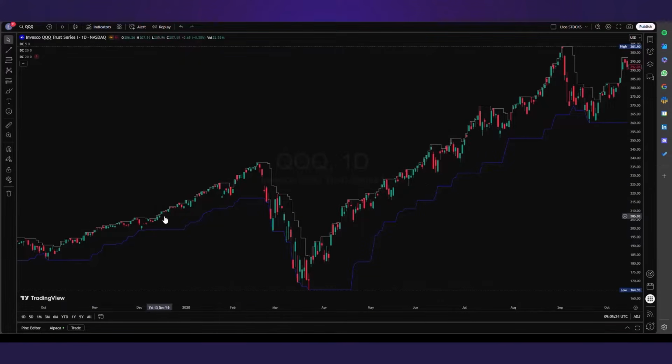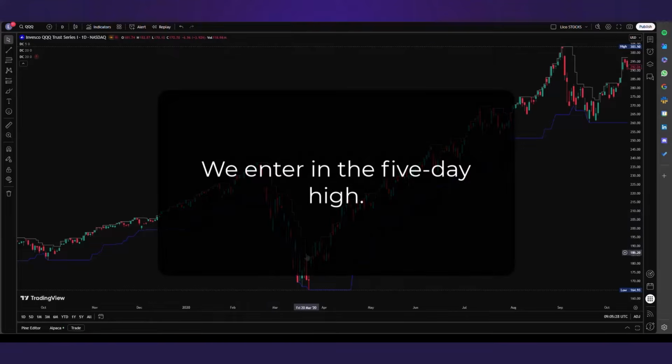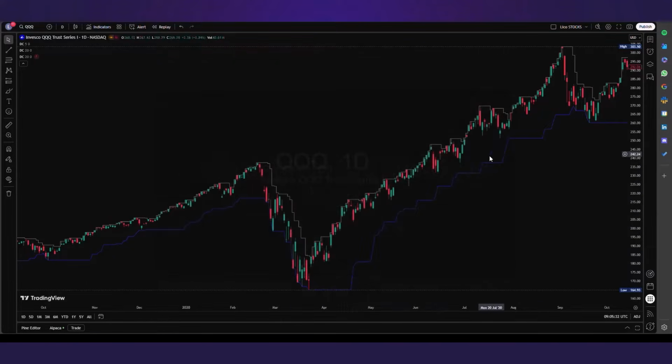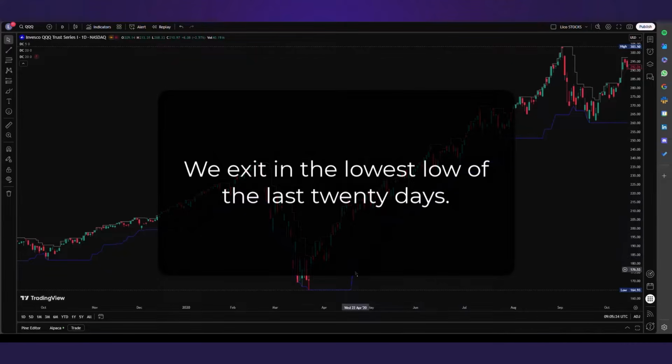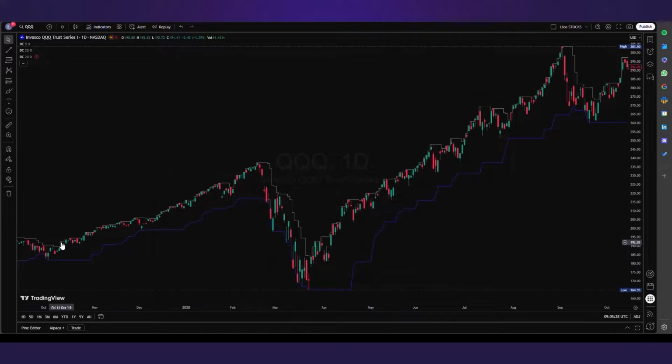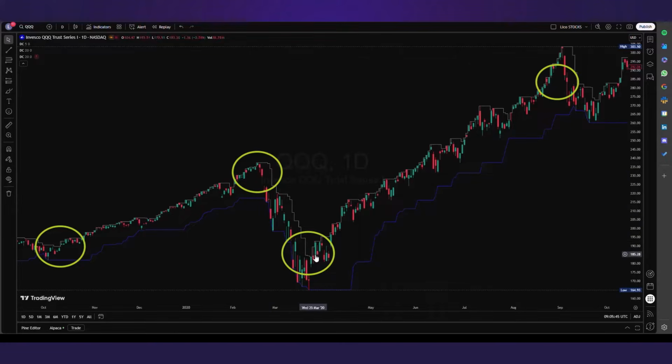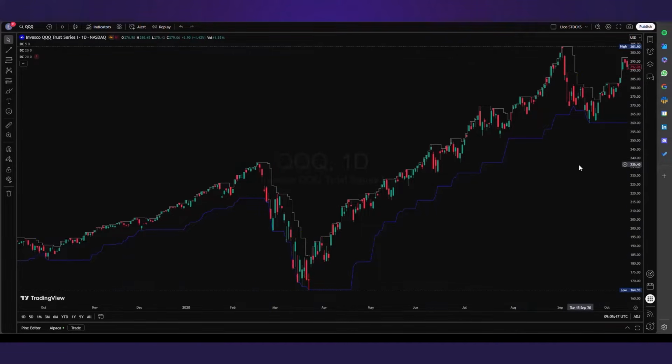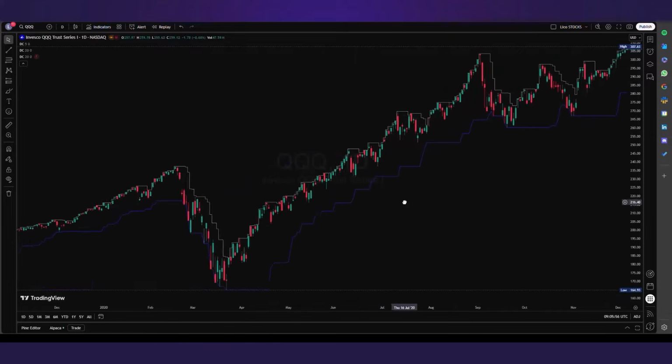You can see the breakout zones on the chart. We enter when the highest price in the last 5 days is broken. The exit level, on the other hand, is determined by the lowest low in the last 20 days. For example, here we would buy when the breakout occurs, and here we would exit. Then re-enter here and sell here, and so on and so forth. This gives us a chance to capture a longer trend from its beginning to its end.